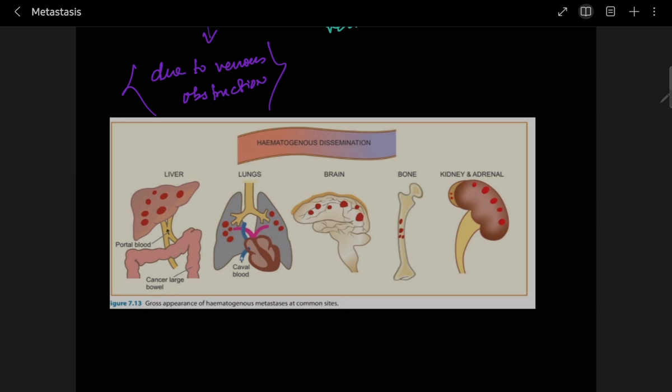So if there is any primary tumor associated with this intestine, right, they will probably cause secondary tumor metastasis to the liver. And the same here in the case of the lungs, the brain and the bone, you can see here, right, and the kidney and adrenal gland.